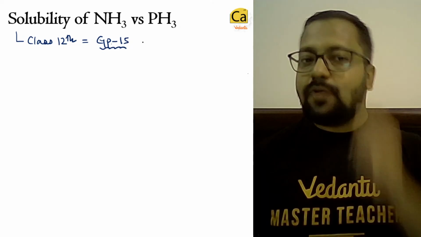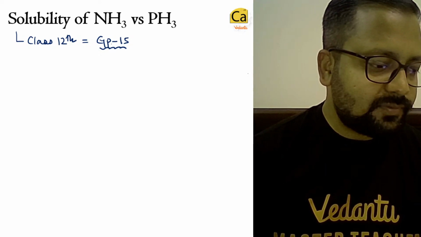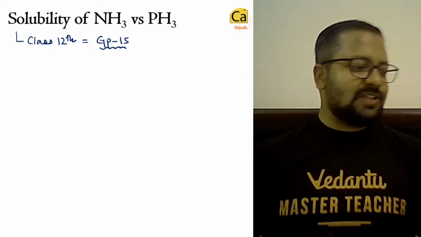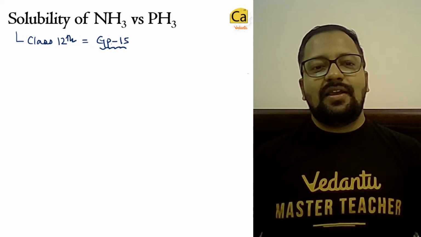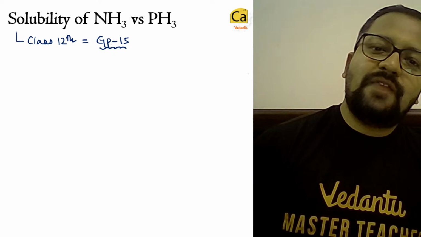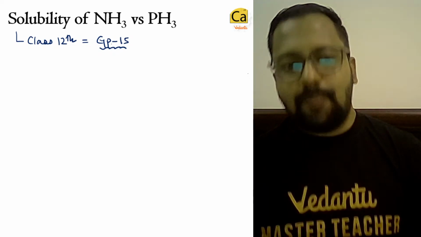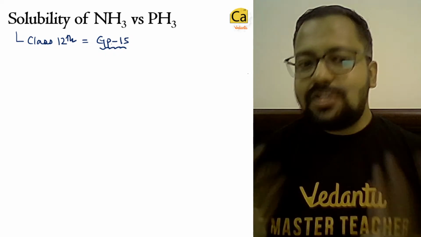This is something that you read in class 12 in group 15. Okay, Dhruv, I will tell you from which chapter I will start, but let's focus on the session right now. Solubility of NH3 versus PH3, a group 15 topic, which you essentially read in class 12.